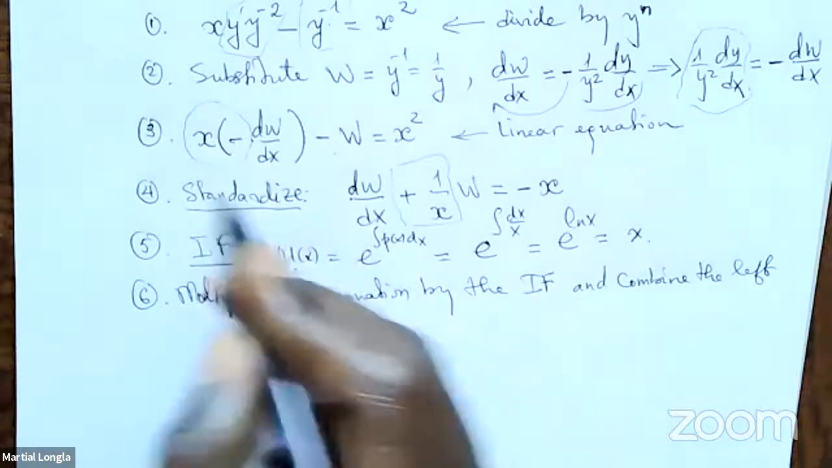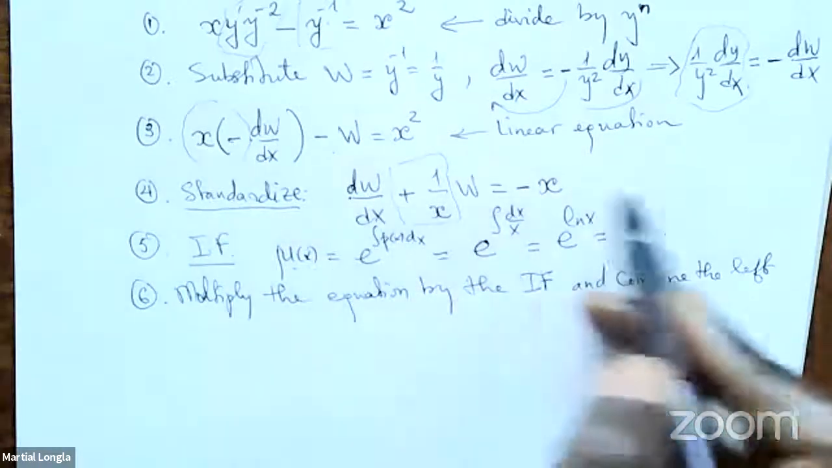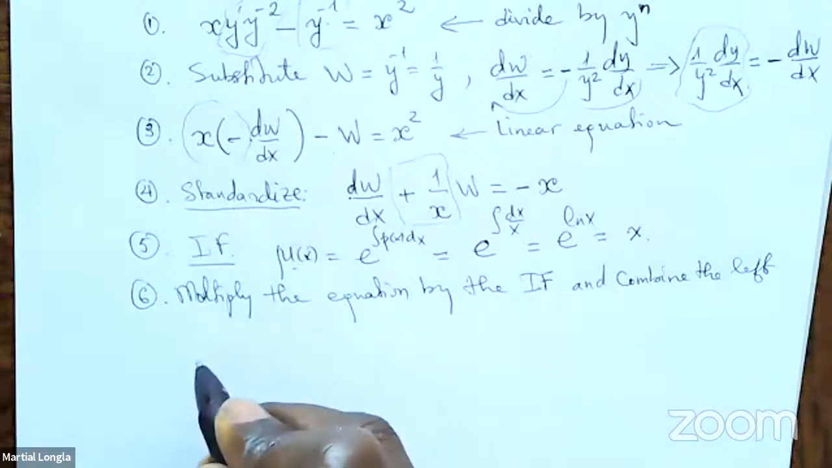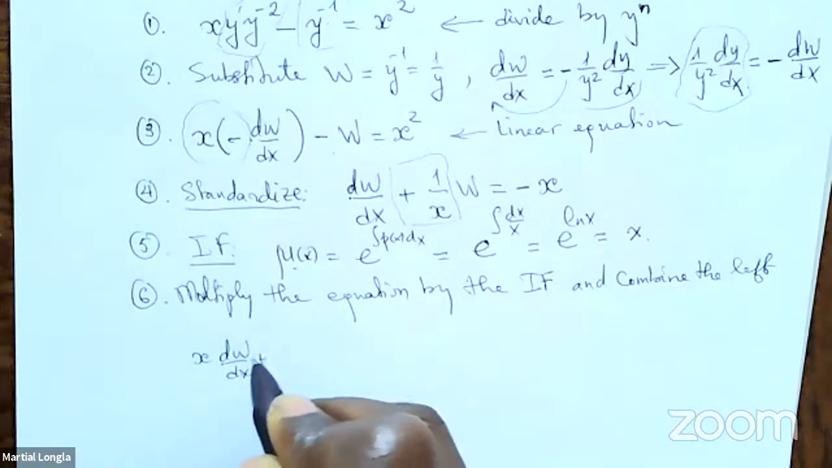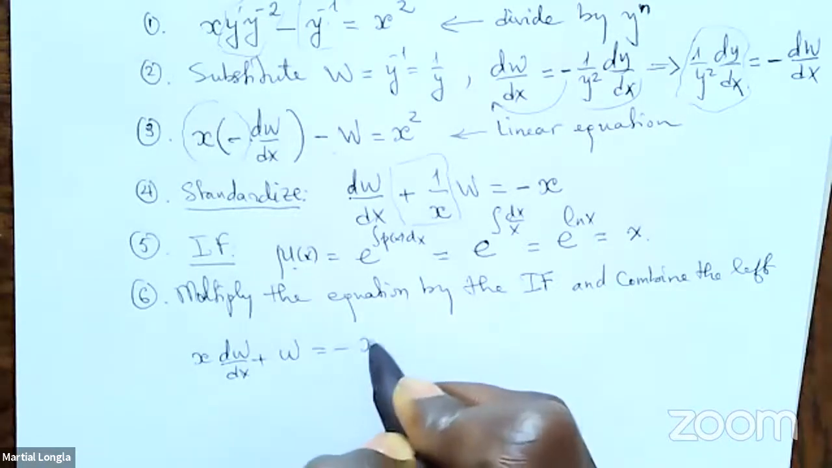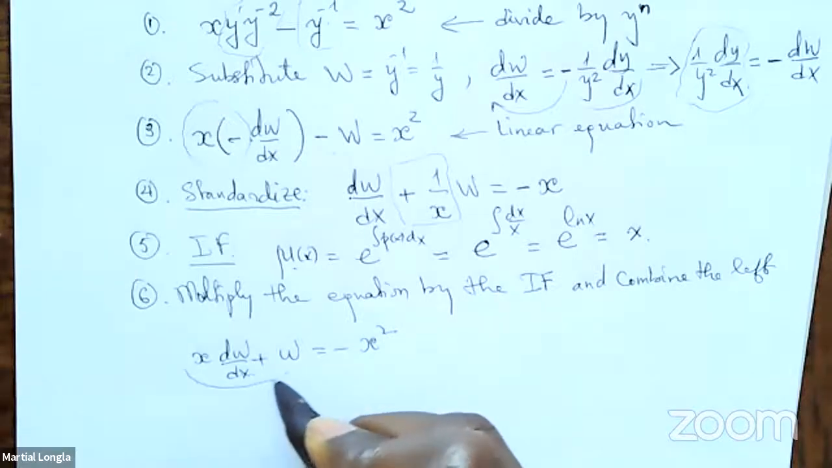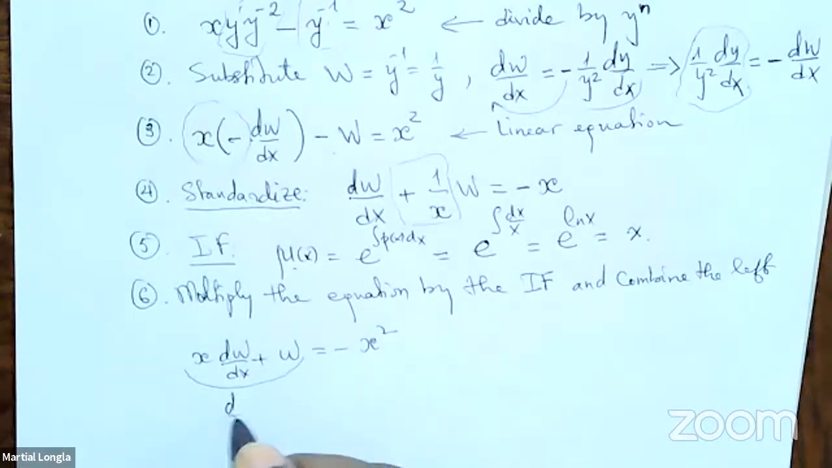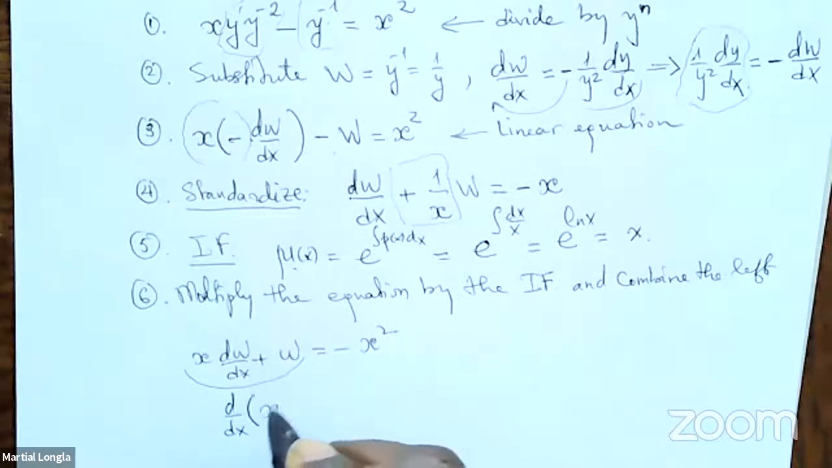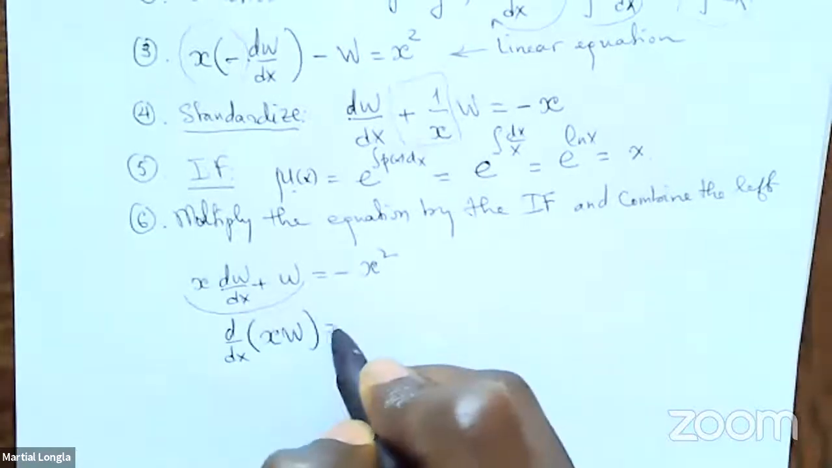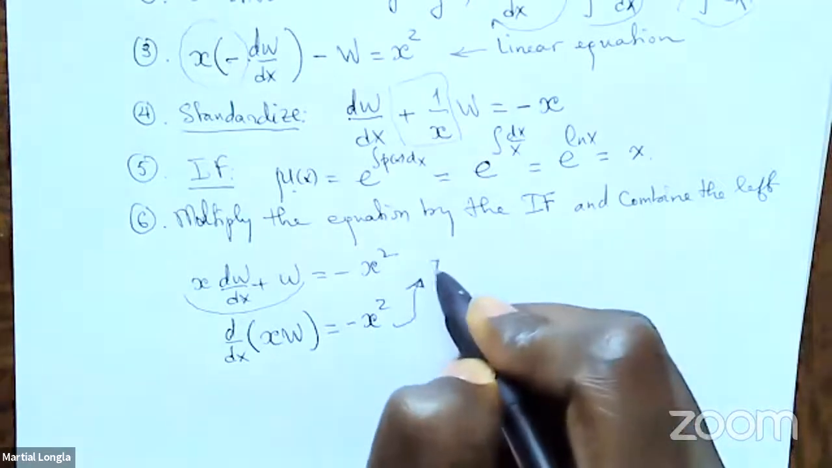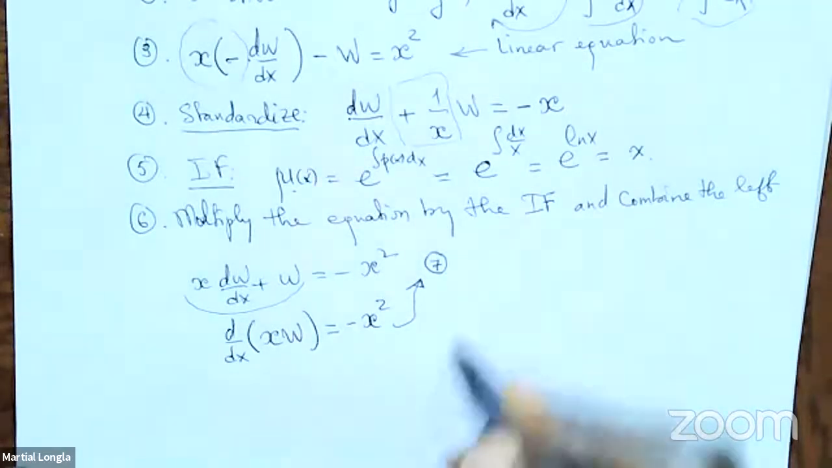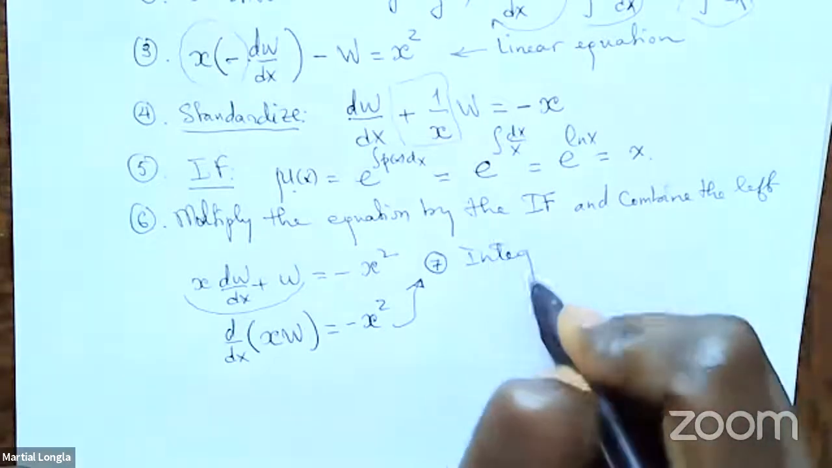And so when you do so, the integrating factor being x, you multiply this whole equation by x. So you get x dw over dx plus w equals negative x squared. And this combines into d over dx of the integrating factor x times w equals negative x squared. And from there, you get to the next step, which says integrate both sides.